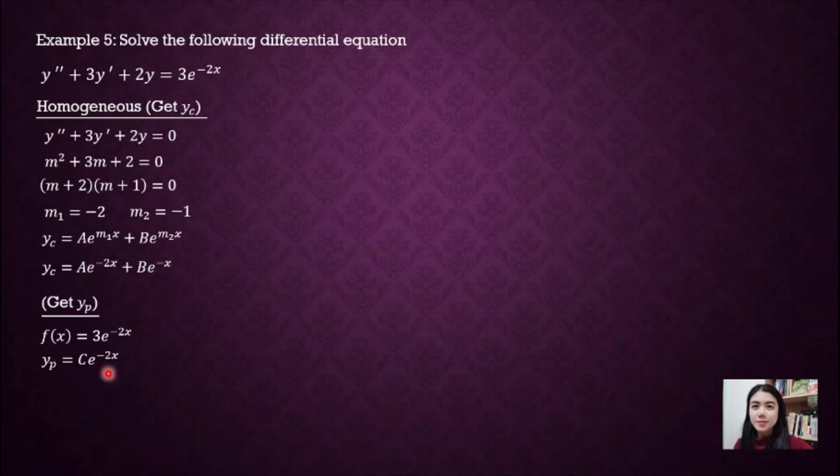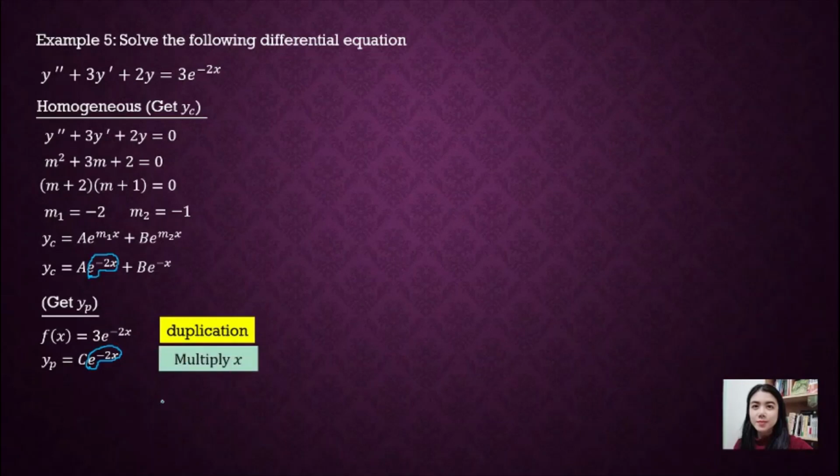If we're looking at the yc and yp, in yc you can see that I have the e negative 2x, and in yp I also have e negative 2x. It means that I have the duplication in this case. Because you have the same term here, we have e negative 2x, we have e negative 2x. When you have duplications, please do not continue to differentiate it. What you have to do is modify this yp. You have to multiply this yp with x power 1.